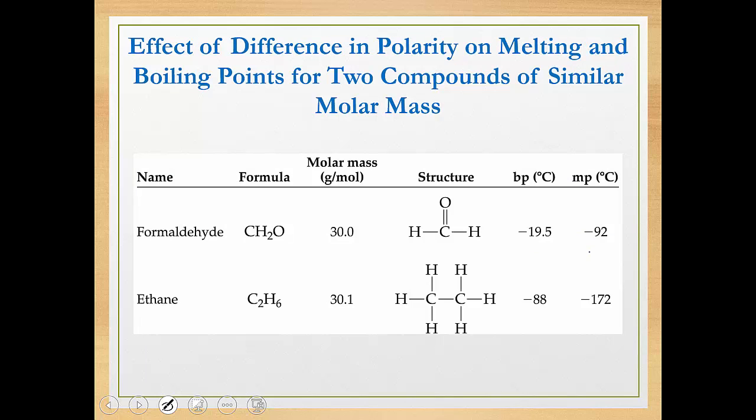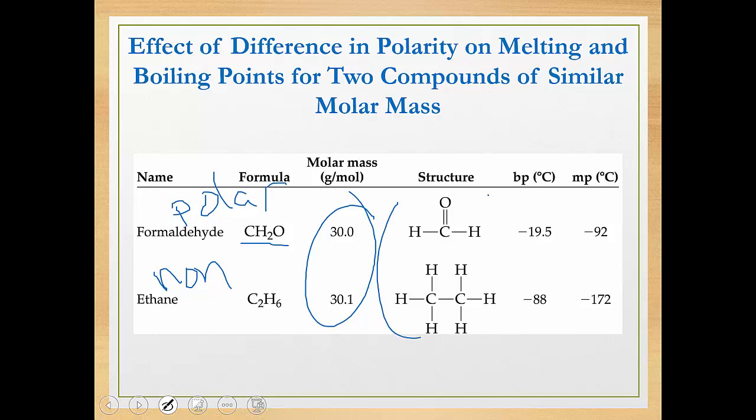Looking at that effect, again, we can see the effect on the boiling points and melting points for those compounds. If we look at formaldehyde, which we said is polar, and we compare that to ethane, which is nonpolar, look at their molar masses. The molar masses are almost identical, around 30 grams per mole. You can see the differences in the structure here. Now look at the boiling point: negative 19.5 for the formaldehyde versus negative 88 for the ethane.